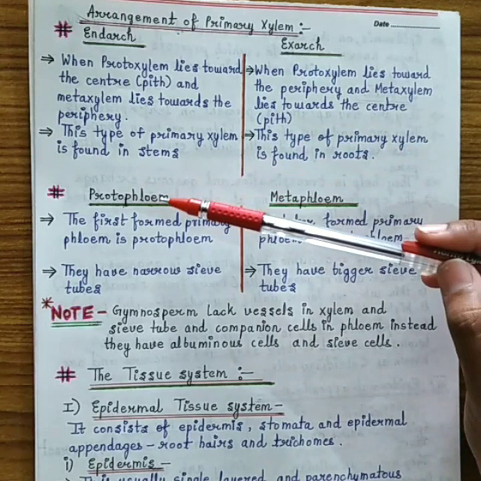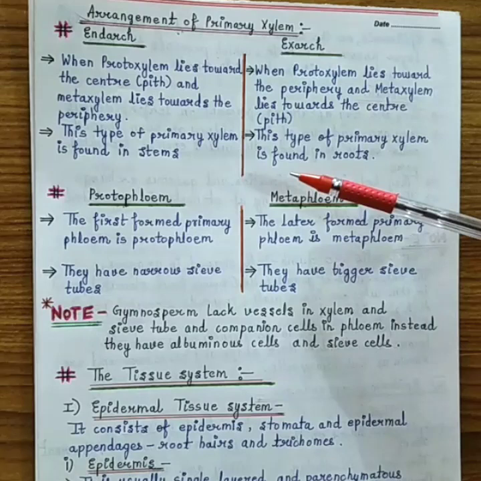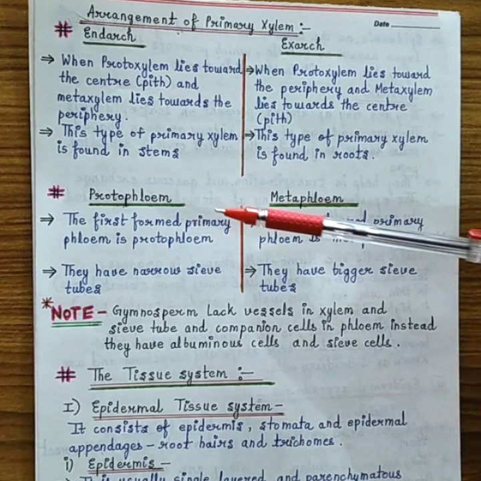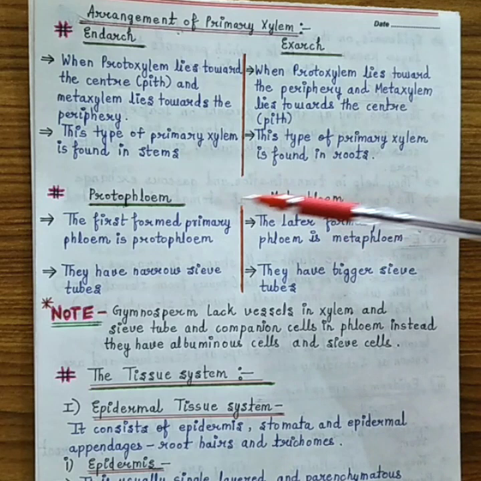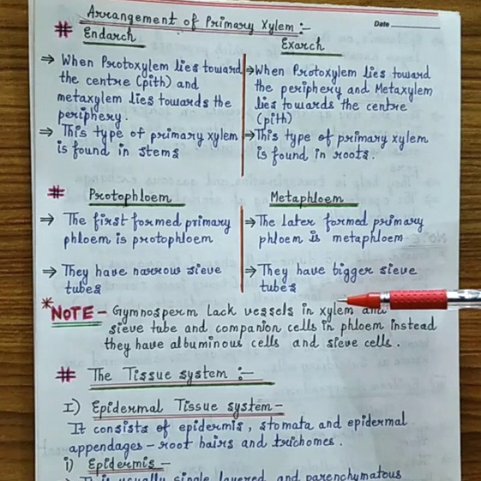Now talking about protophloem and metaphloem, as I've already told you, between protoxylem and metaxylem, usi tarah protophloem aur metaphloem bhi hote hain. Jo first form primary phloem hai usse hum protophloem bolte hain, jo later form primary phloem hai usse hum metaphloem bolte hain. Protophloem mein they have a narrow sieve tube and metaphloem they have a bigger sieve tube.